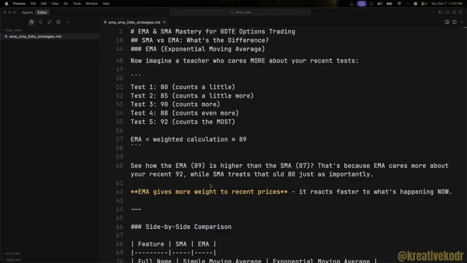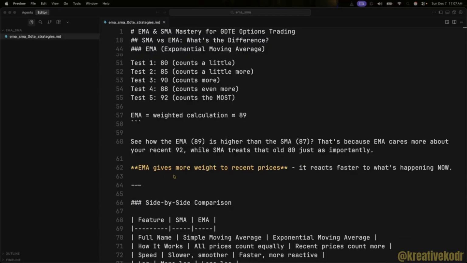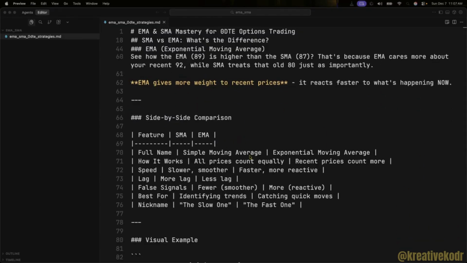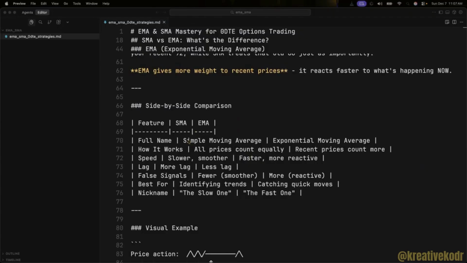Your recent 92, while the SMA treats the old 80 just as important as your recent 92, right? So the EMA gives more weight to recent prices. It reacts faster to what's happening right now. So, a side-by-side comparison. I wish this was a bit better. My fault. I will do better next time where I can actually have it spread out, but let's go.